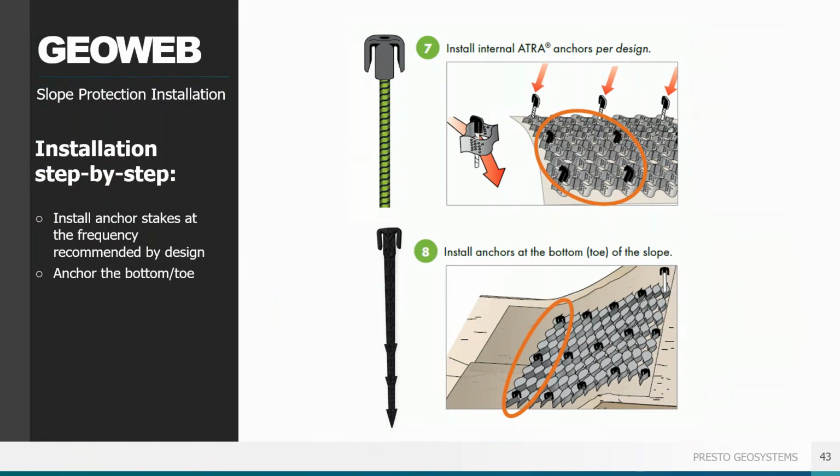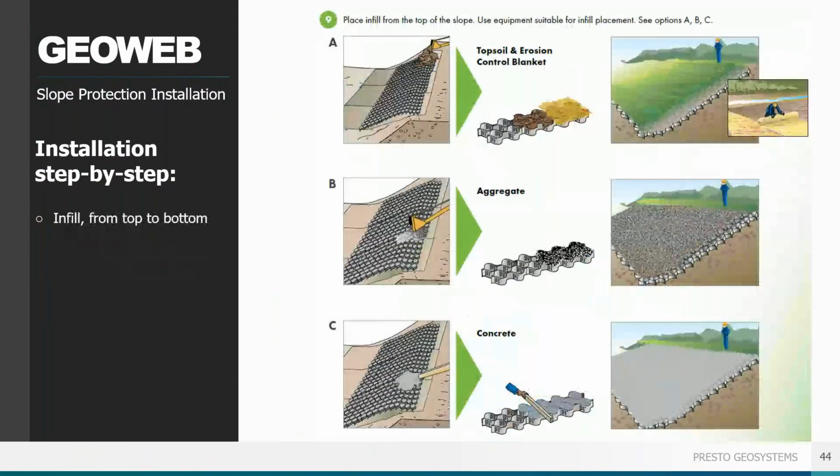The ATRA anchors hold the GEOWEB to slope and penetrate into the ground. If corrosion resistance is required due to project conditions, Presto has an HDPE ATRA speed stake that is designed to work with the GEOWEB system and offer higher resistance to extraction than rebar or J-hooks. Once the system is properly anchored, infill from top of slope down.